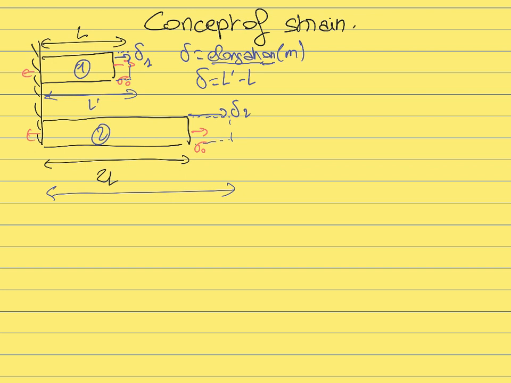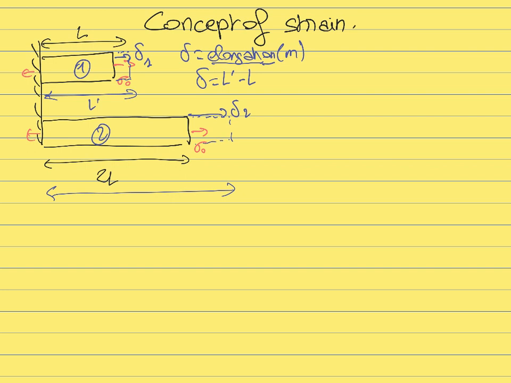So if we want a more universal way to define the elongation, to define the deformation of a material, something that does not depend on its geometry, its length, or its size, we need to find a way to characterize and quantify the deformation of this body in a way that does not depend on its beam.